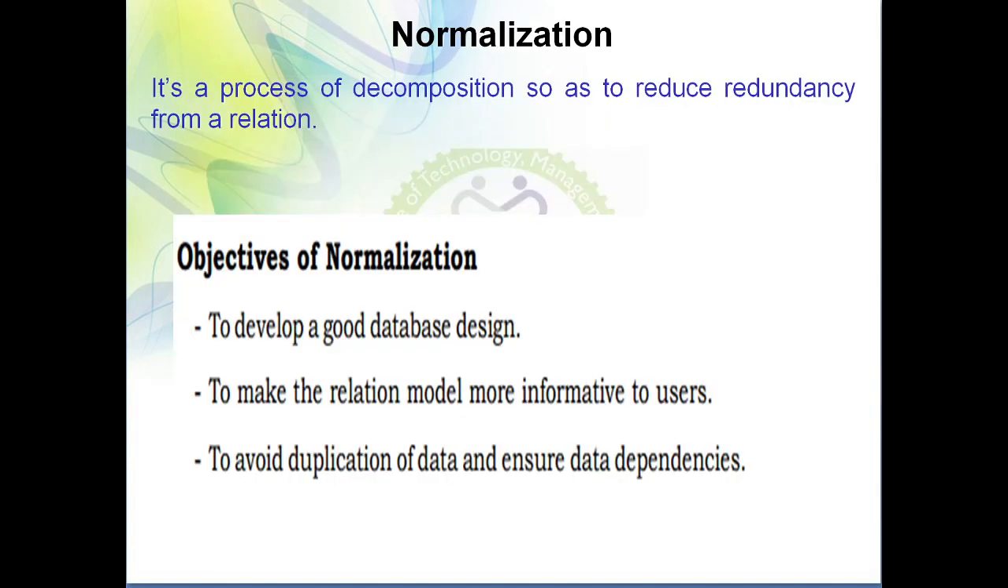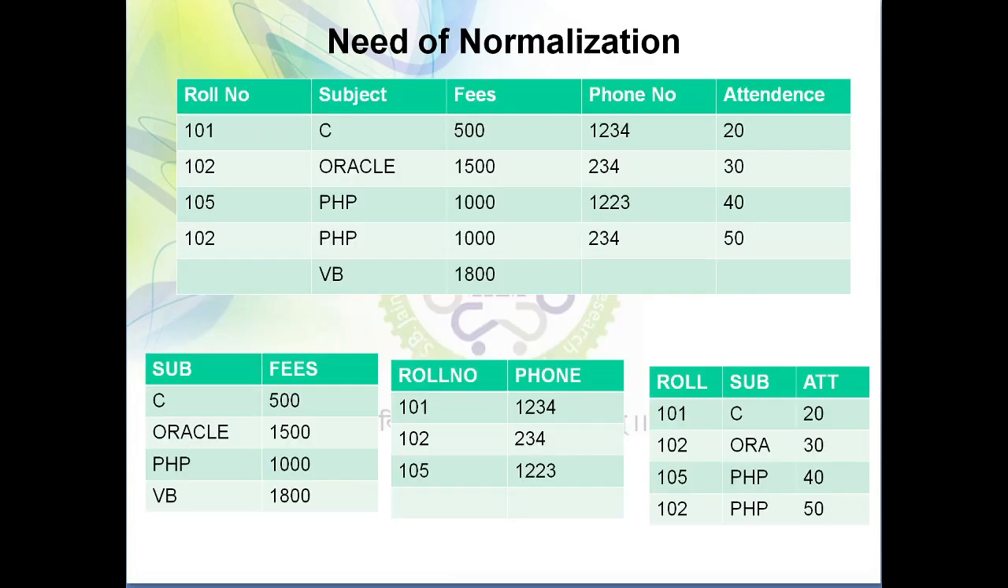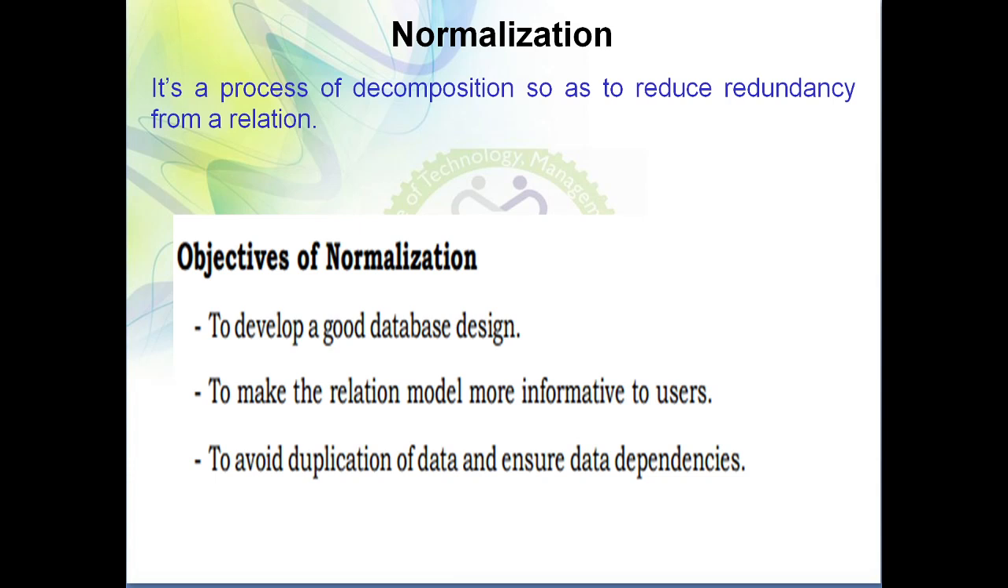So normalization is the process of decomposition so as to reduce the redundancy from a relation. We need to reduce the redundancy from a relation. That is my main objective, and it's a process of decomposition, because what we have seen, we have divided this one large table into three subtables. Now next, what are the different objectives of normalization? There are three objectives we have considered over here to develop a good database design.